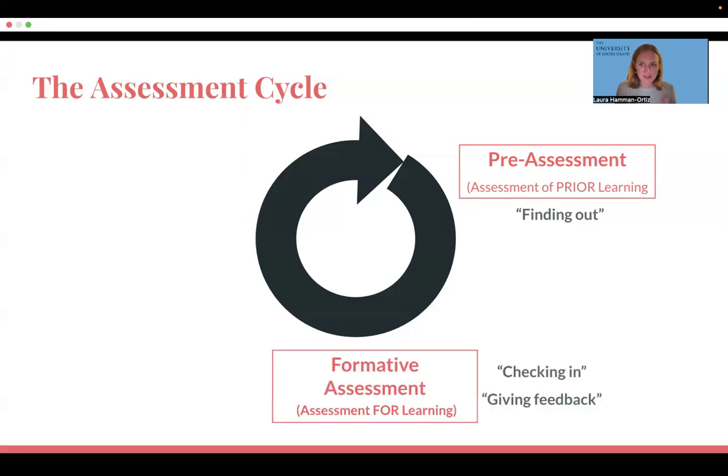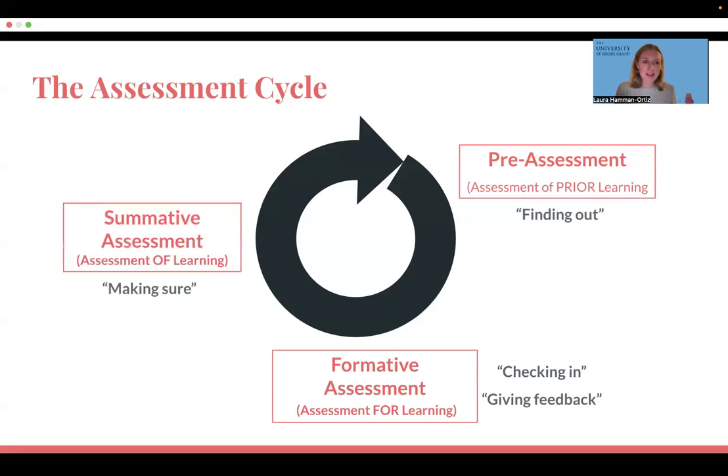The next important piece of assessment is formative assessment, and this really should be the bulk of assessment practices. It's assessment for learning, right? Assessment so that you can see what the student is doing, how the student is making sense of the content or language. So this is really a process of checking in and giving feedback. And this should be constant and ongoing throughout a unit so that you can continue to support the learner and design instruction based on where the learner is at that moment.